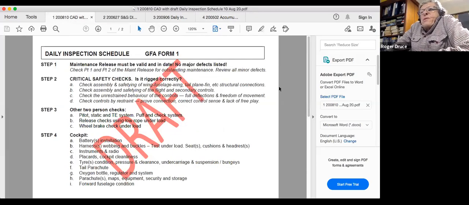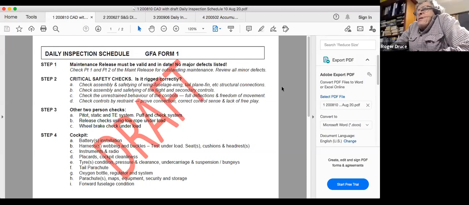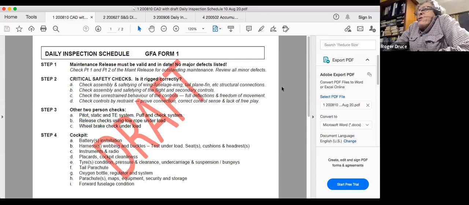Numero 1, beautiful. This is not much of a revision to what's there currently, but it is actually heaps better because it points correctly to the fact that we need to be looking at the maintenance release for its validity, date, no major defects, etc. So step 1 is not a change, but it is trying to emphasise a few things that are important. And why we're trying to emphasise things in step number 1 is because the incidents, the SOAR reports, are telling us that people in Australia are making errors in this area with a frequency which is a bit concerning, such as flying a glider beyond the maintenance release expiry date.